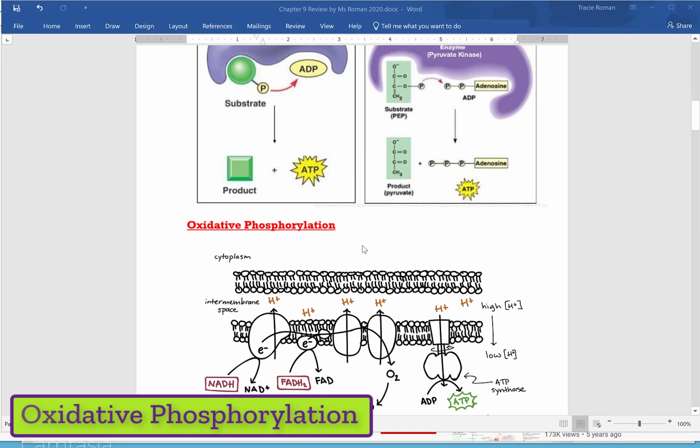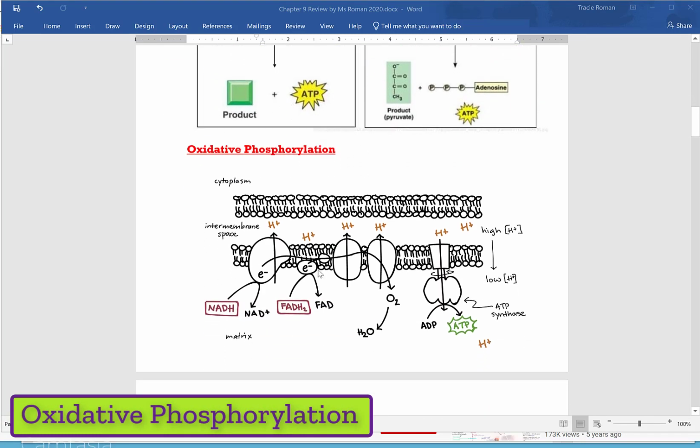Now, oxidative phosphorylation is the last stage of cellular respiration. So substrate level phosphorylation happens at the beginning of aerobic respiration, and then oxidative phosphorylation is at the end of cellular respiration. This image comes from the Khan Academy website, and I really like their images from their website. So I added it here. So this is all of oxidative phosphorylation.